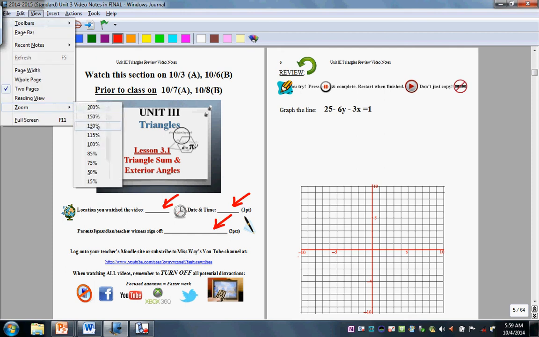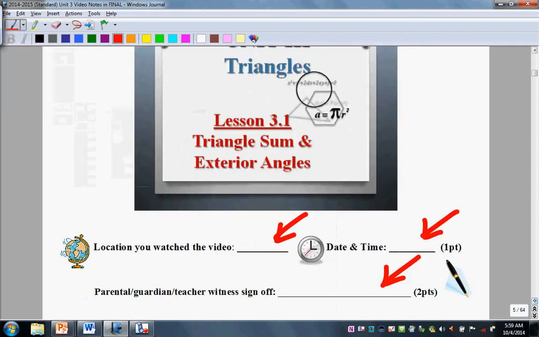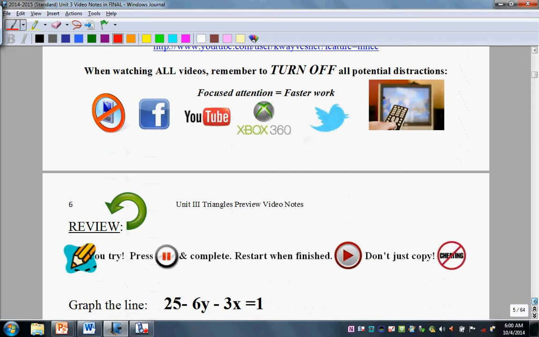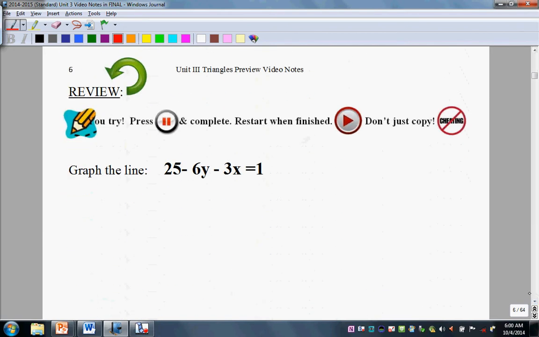Come over here to the review section. I'd like you to take the time to graph the line. Pause the video, graph the line, then check. Students, welcome back. Let's see how we did here. Your goal is to get y all by itself. That's your ambition.